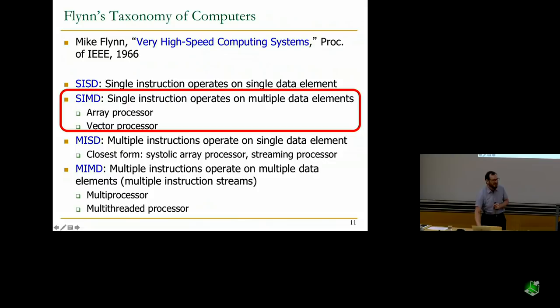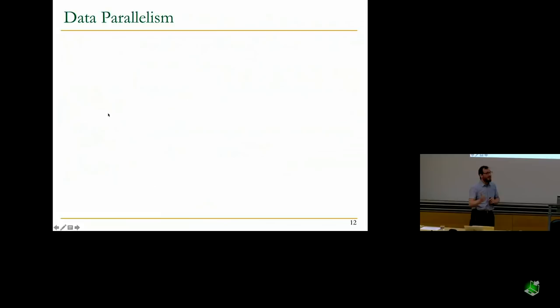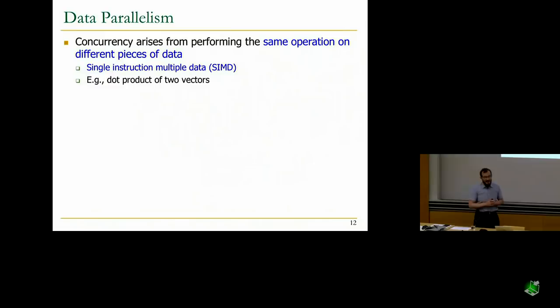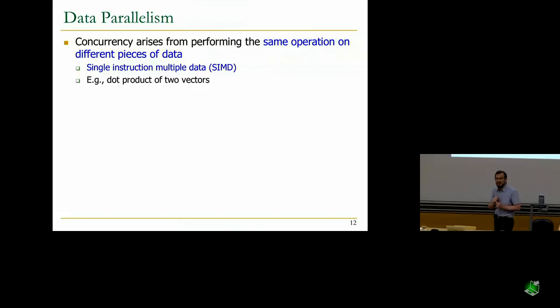So basically, we're going to talk about data parallelism. What is data parallelism? Concurrency or parallelism arises from performing the same operation on different pieces of the data. Same operation, same add, or same multiply, or same divide, or same increment, same load. So when you do a load, you load 10,000 elements at the same time. Well, at the same time, we'll see that. What does that mean exactly? For example, if you do a dot product of two vectors, or if you do an element-wise increment of a single vector, let's be simple, right?